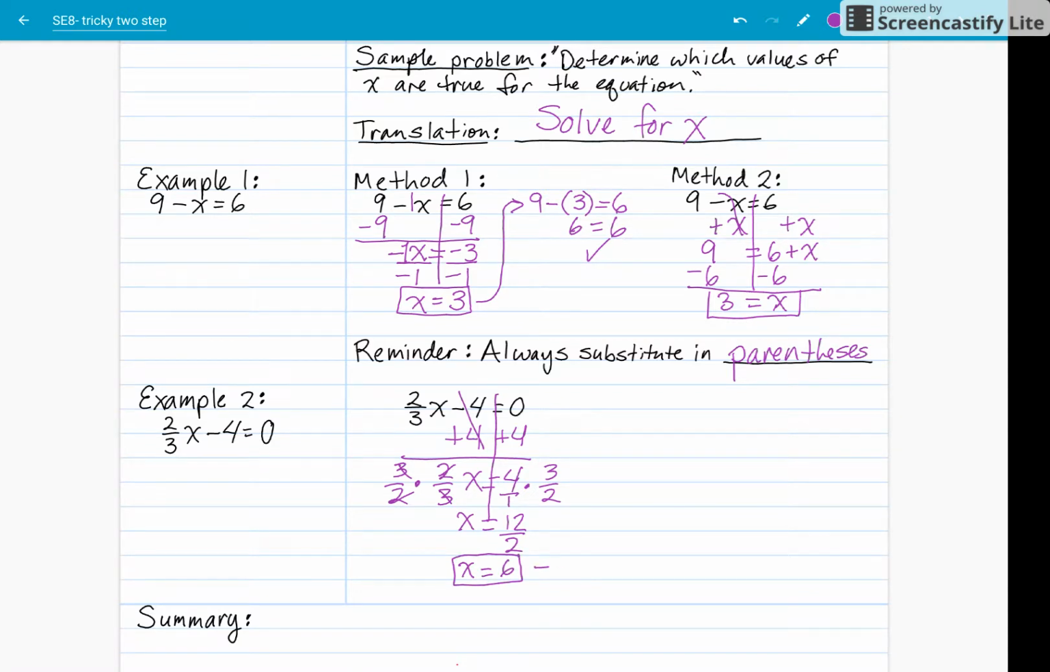Your check is going to be a little more challenging. You do have to prepare for multiplying by that fraction. It may help when you substitute to put the number over 1 from the very beginning. 2 times 6 gives us 12, over 3 times 1. 12/3 reduces to 4. 4 minus 4 does in fact equal 0. Both sides are equal. We got the correct answer.